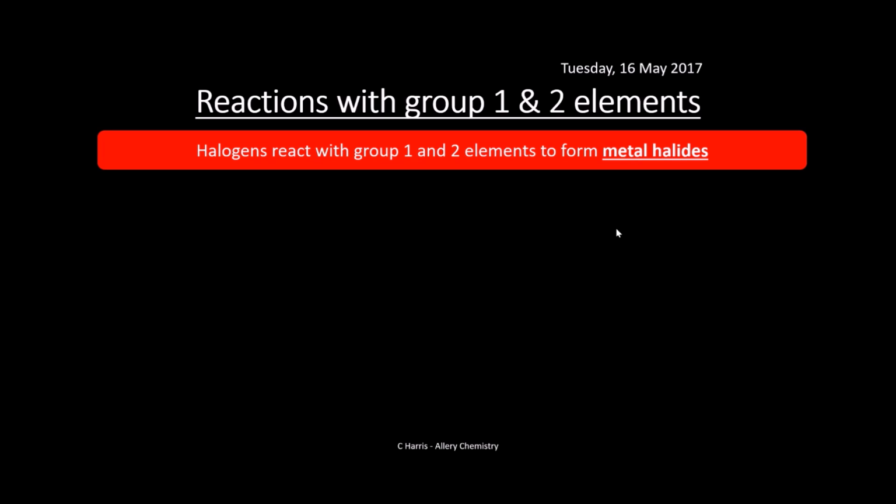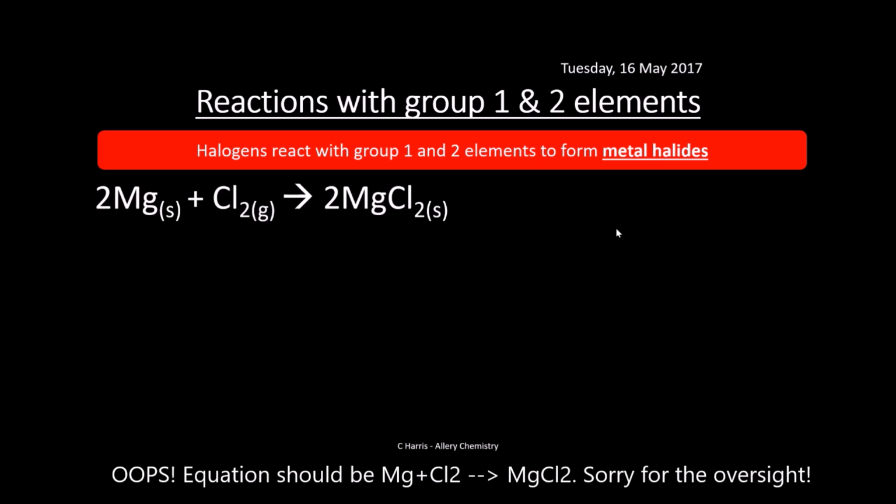Okay, so reactions with group 1 and 2 elements. Halogens react with group 1 and 2 elements and they form metal halides. So let's look at this example. Magnesium metal reacting with chlorine forms magnesium chloride. So again, it's pretty straightforward.